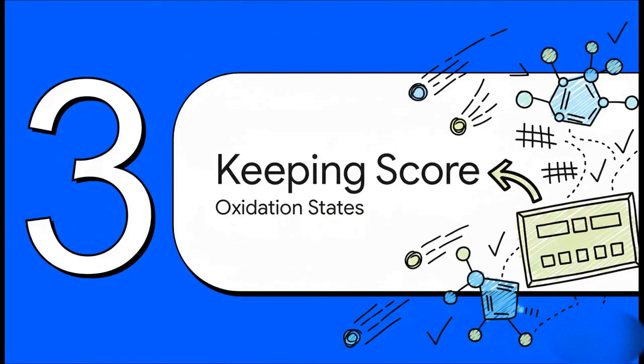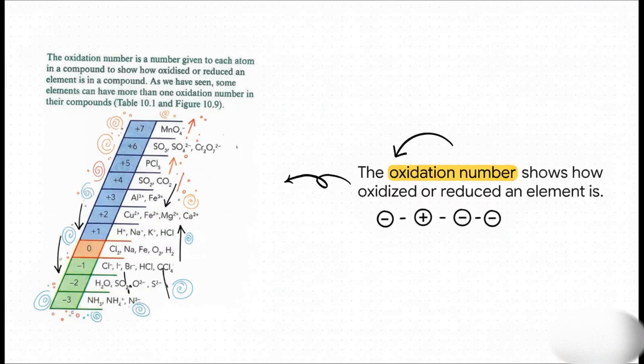Okay, so electrons are zipping back and forth. But what about in really complicated reactions? I mean, how can you possibly keep track of it all? Well, that's where our chemical scorecard comes in. We call them oxidation states, or sometimes just oxidation numbers. This ladder diagram here is a perfect way to picture it. Just look at an element like manganese, Mn. It can have a whole bunch of different oxidation states depending on what it's bonded to. The rule is simple. The higher and more positive the number, the more oxidized it is. The lower and more negative, the more reduced it is.